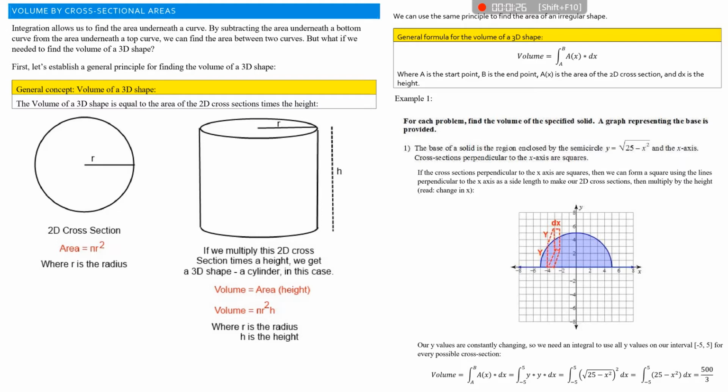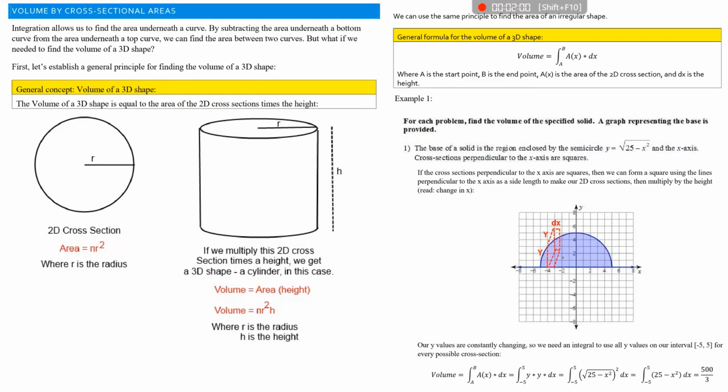So a general form for the volume of a 3D shape would be here. So that's my integral from a to b of my area times our infinitely small change in x. Okay, so for my example, if I had this semicircle and I wanted to stack 2D cross sections on top of each other that were perpendicular to the x-axis and were squares, my y value right now would also be the height that's popping out of the page. So my area of each square would be y squared.